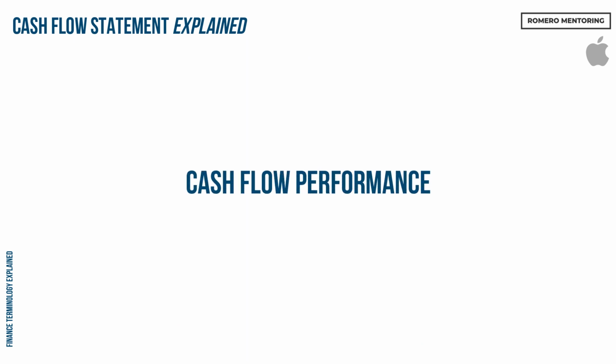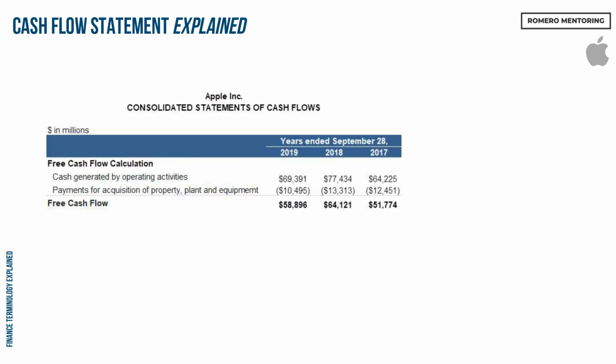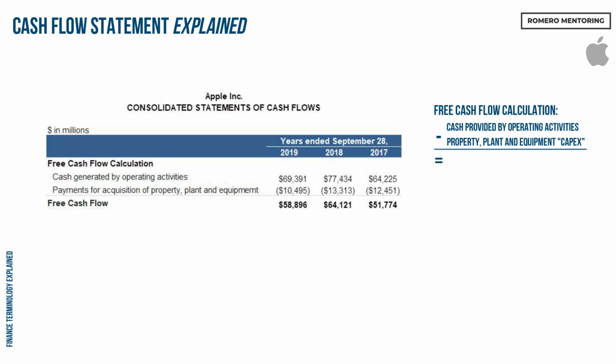Now let's take a look at a more narrow measure of Apple's cash flow performance by calculating their free cash flow. If you recall, the formula for free cash flow is your cash flow from operating activities less your capital expenditures, or your property, plant, and equipment. You'll see that for 2019, Apple's free cash flow is $58.8 billion. In the previous year, it was $64.1 billion. And in 2017, it was $51.7 billion.